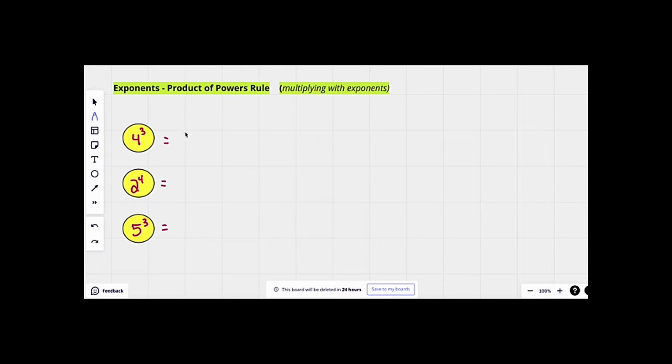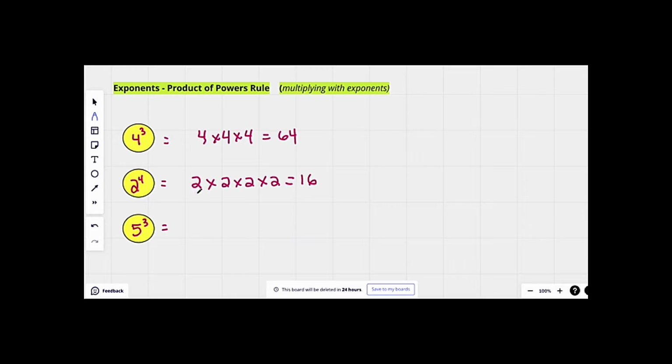So what it means is an exponent actually just means how many times you have to multiply that number to itself. So in this case, 4 to the power of 3 is the same thing as saying 4 times 4 times 4. So you're multiplying 4 to itself 3 times, which is the same thing as 64. 2 to the power of 4 is the same thing as saying 2 times 2 times 2 times 2, which equals 16.